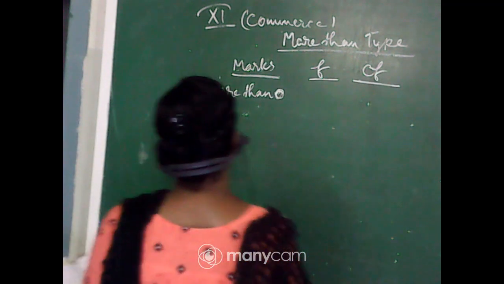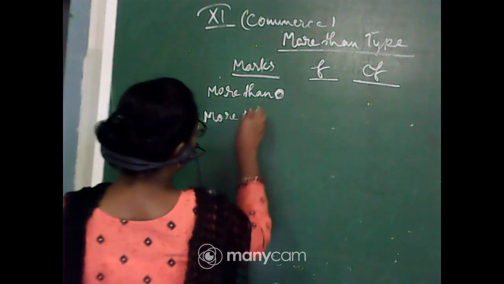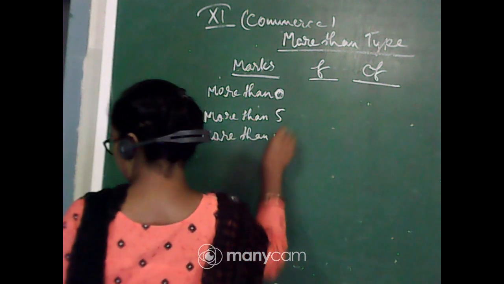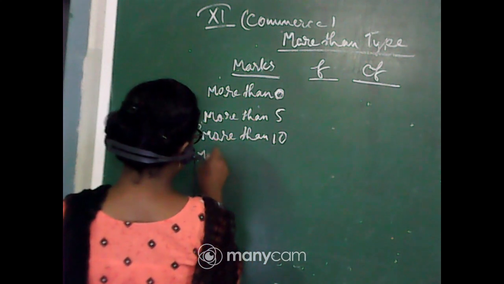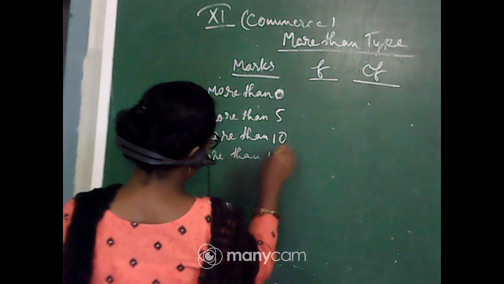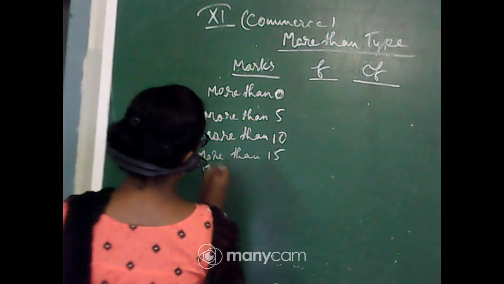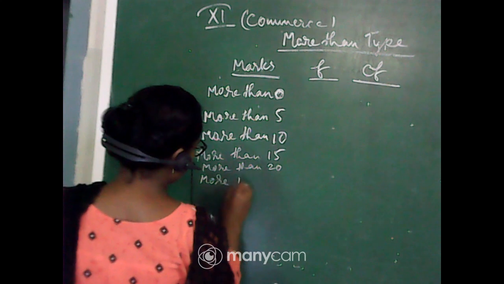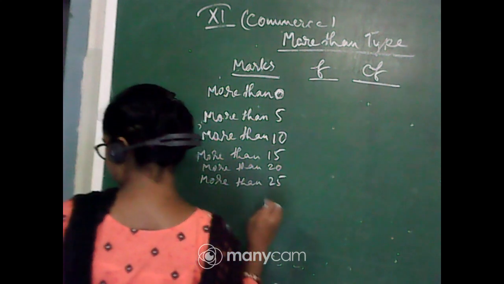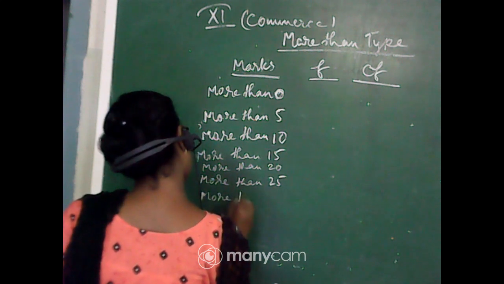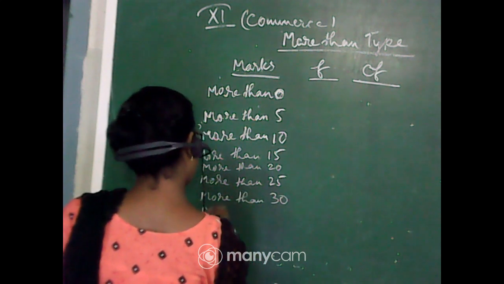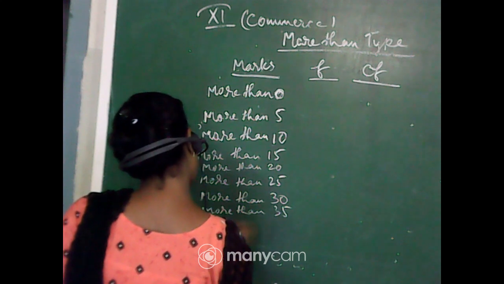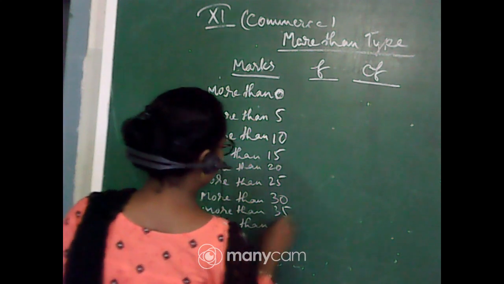Okay, more than 0, then more than 5, more than 10, more than 15, more than 20, more than 25, more than 30, more than 35, and last one is more than 40. That means 35 to 40. We can arrange like this.